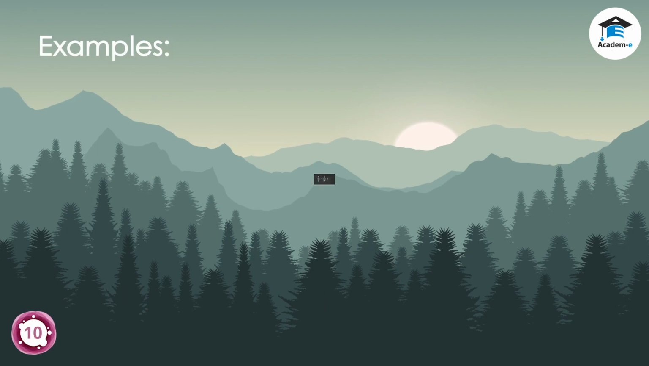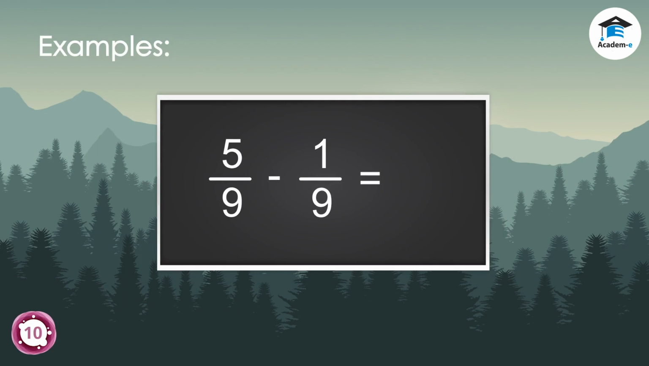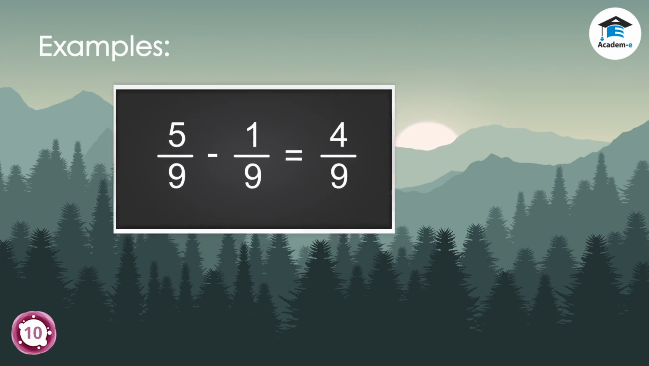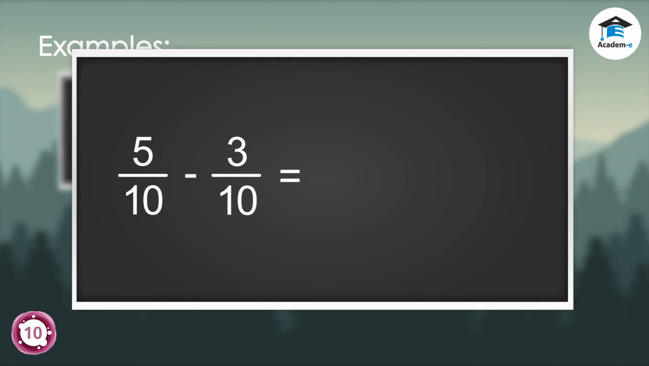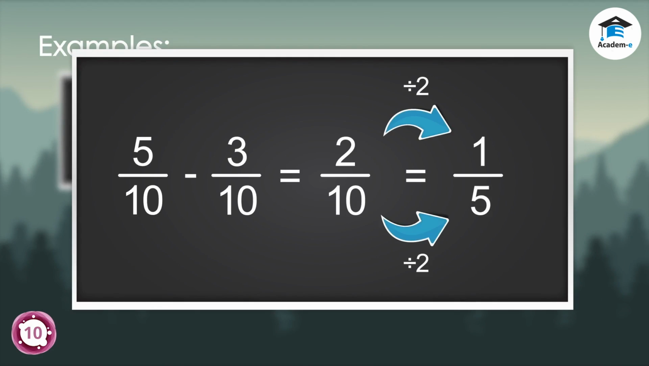Here are some examples. Subtract the numerators. 5 minus 1 equals 4. Retain the denominator. 5 minus 3 is equal to 2. Use the same denominator. We get the lowest term of 2/10 by dividing both numbers by 2.